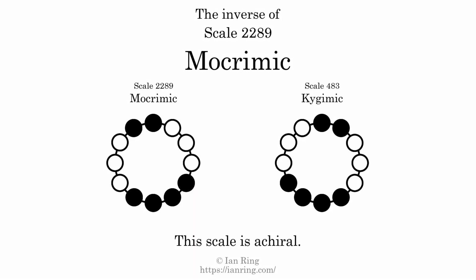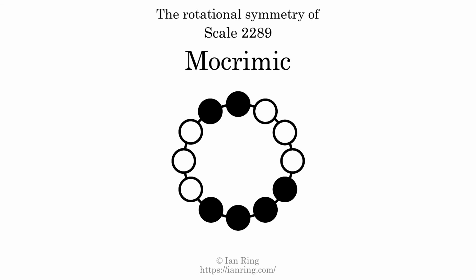The inverse of a scale is a mirror image. It is what you get when the sequence of intervals is reversed. The inverse of this scale is scale 483, also known as Mocrimic. This scale is achiral, since it can transform into its own reflection by a rotational transformation. This scale has no rotational symmetry.